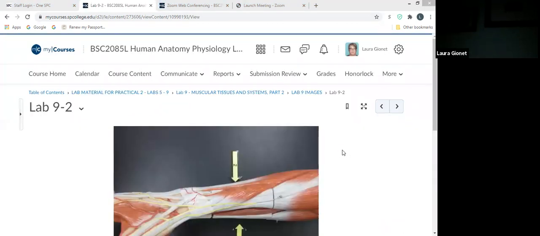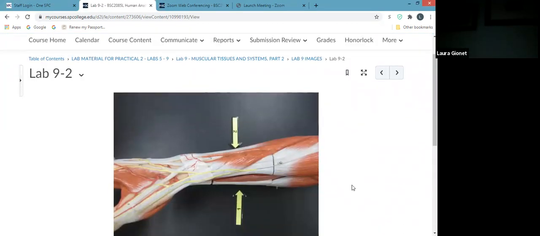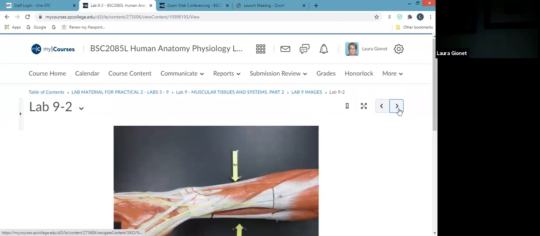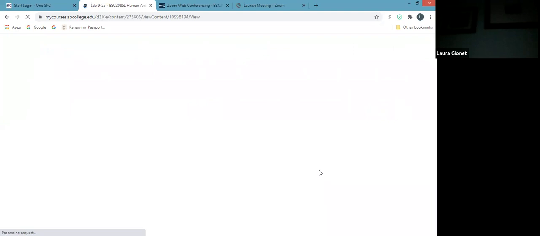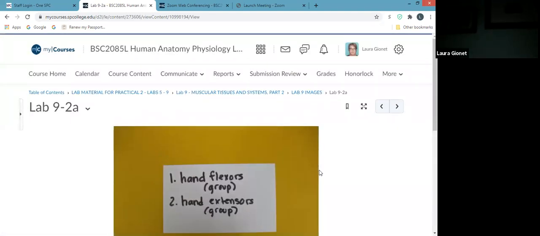Okay, then we have the forearm area, distal to the wrist. We have on the palm side of the hand, the flexor compartment, and on the dorsum of the hand, the back of your hand, that part of your forearm is the extensor compartment or the extensor group. All those muscles all have individual names, but you just need to know them as a group. Hand flexors or hand extensors.